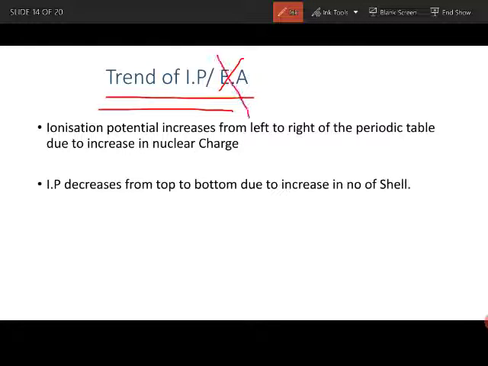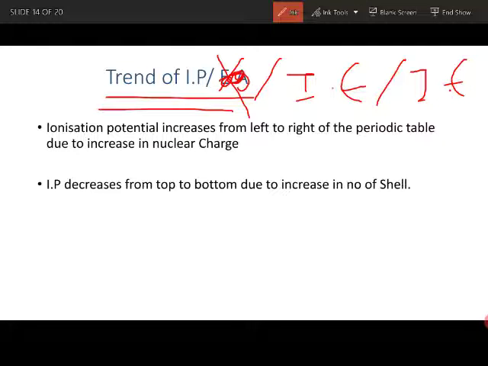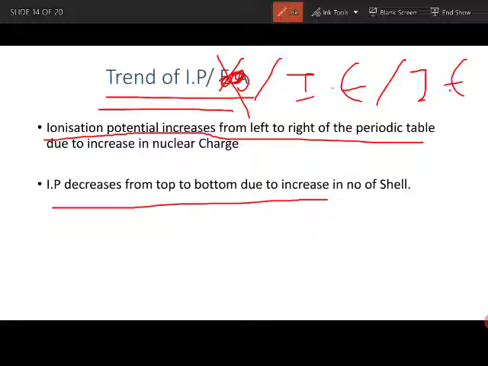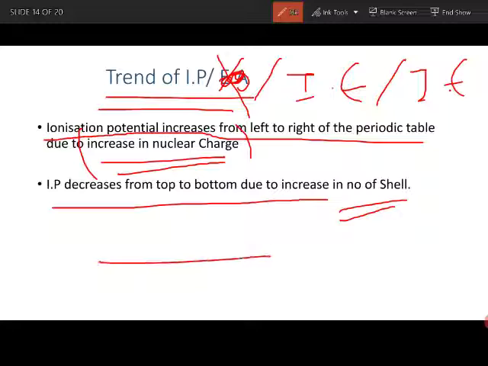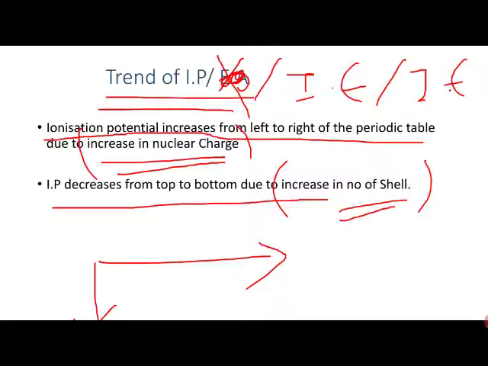Let's move on. Now the main topic that we will discuss is the trend of ionization potential. Ionization potential is also known as ionization enthalpy or ionization energy. This is a mistake out there, students, please ignore. Now ionization potential increases from left to right. And ionization potential has to decrease from top to bottom if it increases from left to right. Now the reason, the keyword I have given here, is increase in nuclear charge and increase in number of shells. So when you move from left to right, there is an increase in nuclear charge, and when you move from top to bottom, there is an increase in number of shells. These are the factors which make the ionization potential increase and decrease.